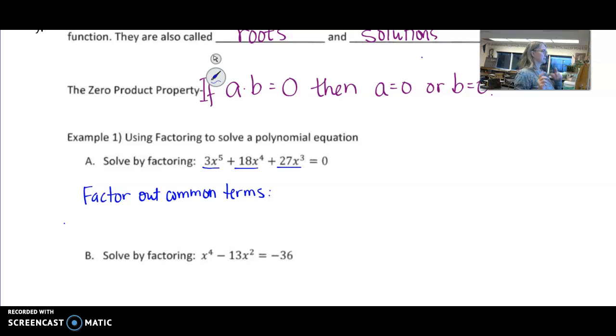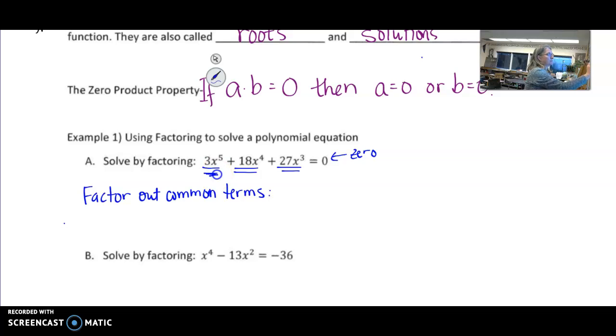before I even go a step further, when you're solving these polynomial equations, you want to make sure that one side is equal to 0. We're going to be finding the real zeros of polynomials, which means you need one side to equal 0. It already does for this problem, so I don't need to worry about it. But now, if you look at these numbers, you've got 3, 18, and 27. They're all divisible by 3.